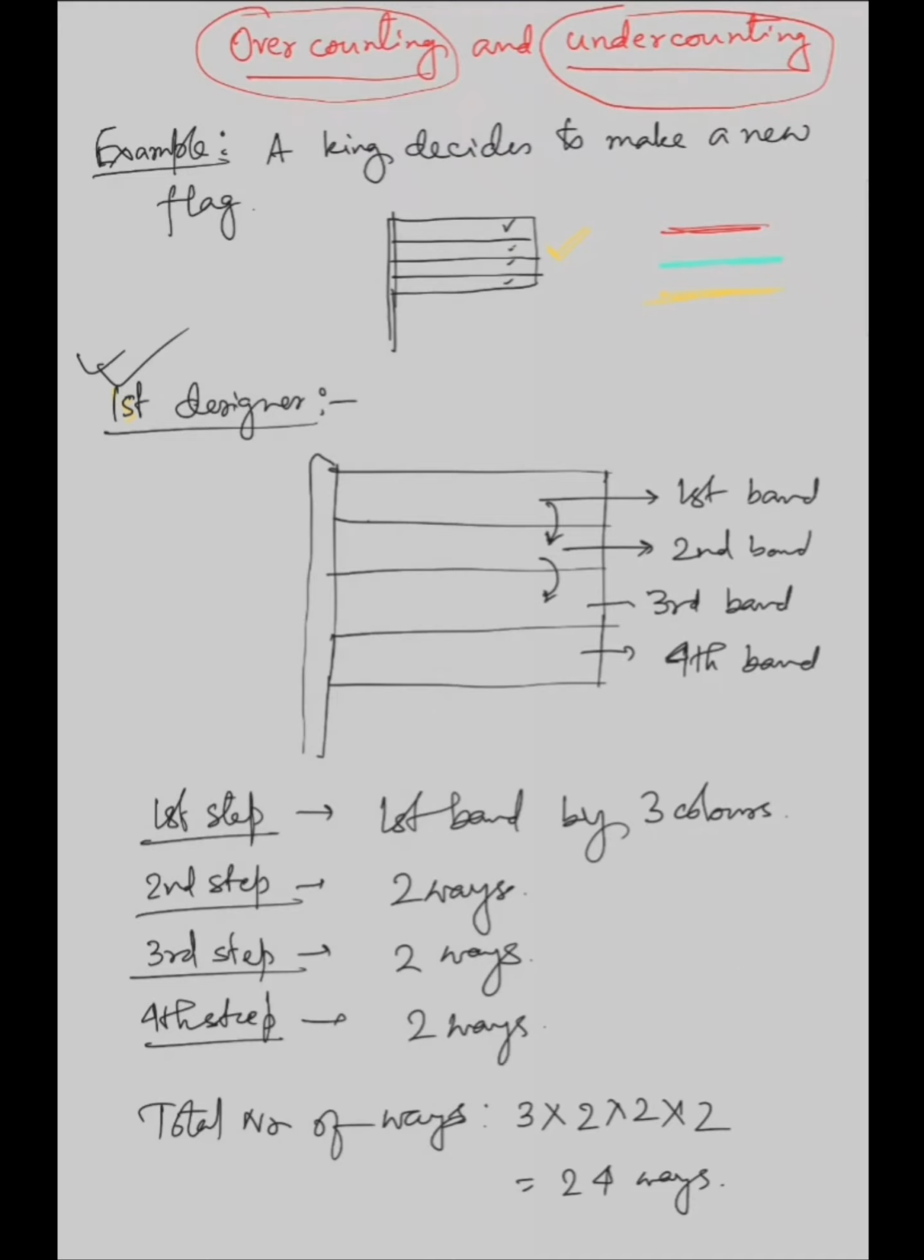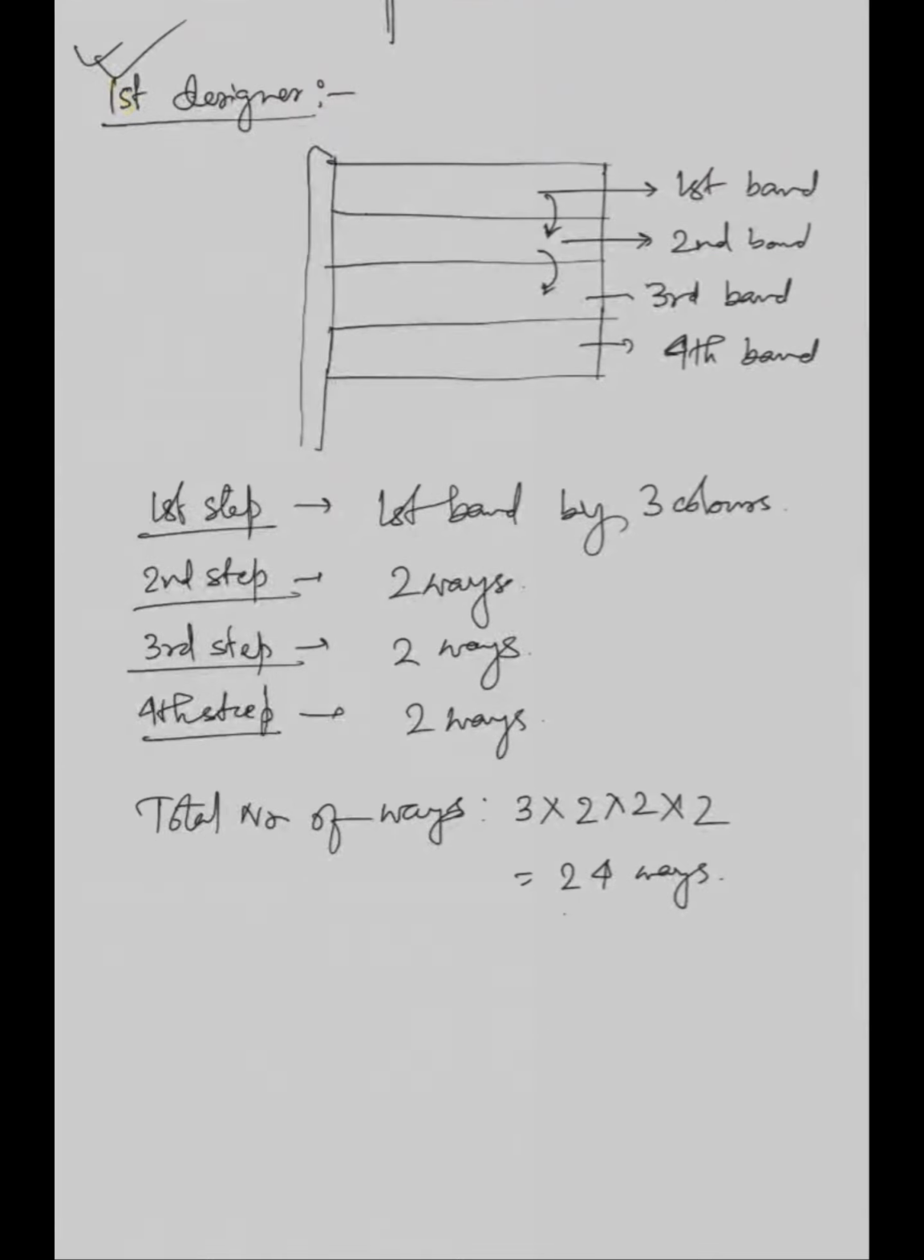You may have perceived that, but where is that mistake, where has the overcounting or undercounting been done here? Now we will see where it has been done. Now this is a case of overcounting. Why? Because simply see that, suppose by this plan, the first designer's plan, he has chosen blue in the first place, in the first band.